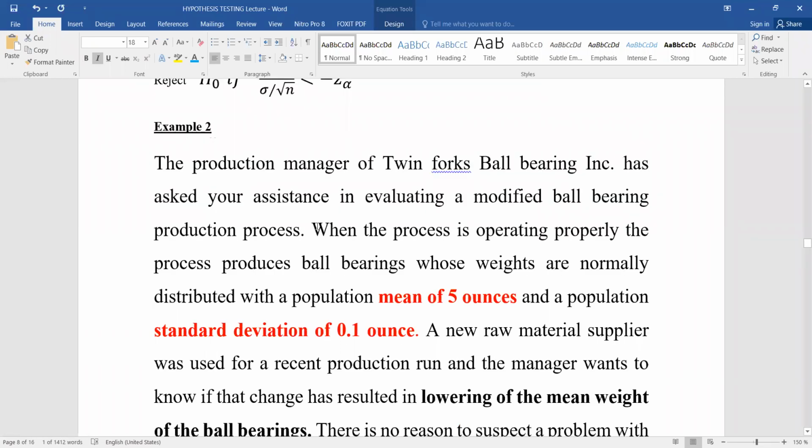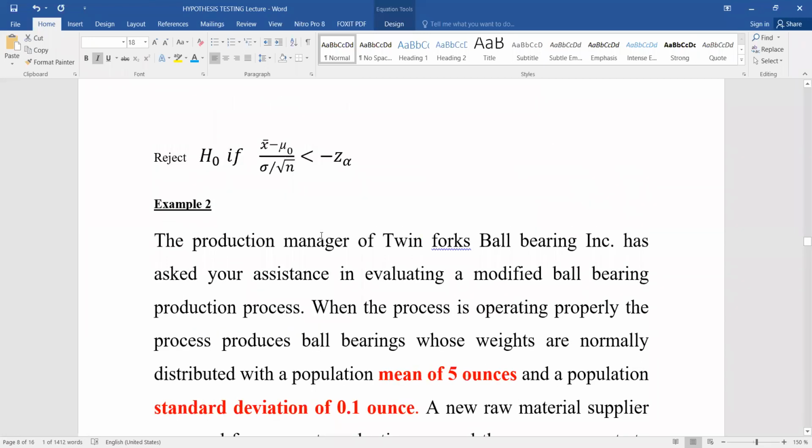The production manager of Twin Forks Bearing Inc. has asked your assistance in evaluating a modified ball bearing production process. When the process is operating properly, the process produces ball bearings whose weight are normally distributed with a population mean of 5 ounces.